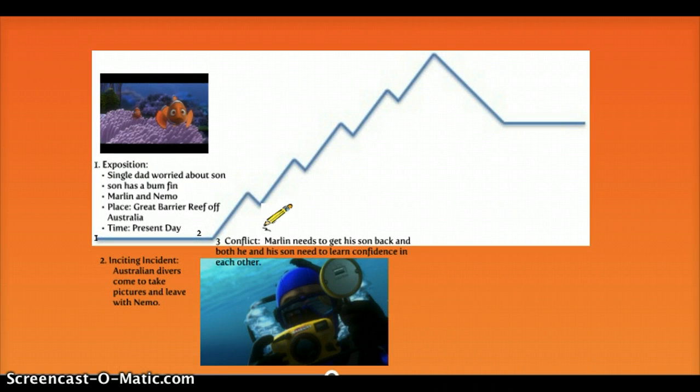All right, for our Finding Nemo example, this has both, not humans exactly, but the characters versus the characters. You have Marlin, who's needing to get back his son. But then both of them, this is more the internal, the human versus self, both of them need to learn to feel confidence in their own abilities. So that's the conflict that goes throughout. So pause and make sure you have that written down.